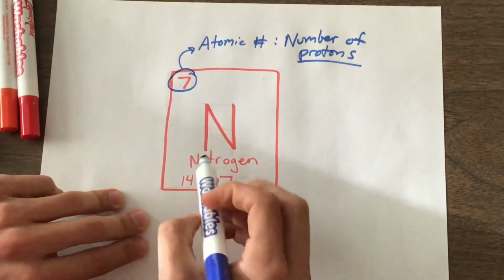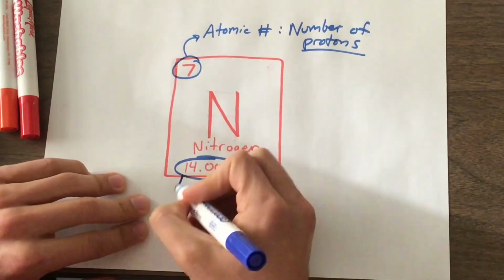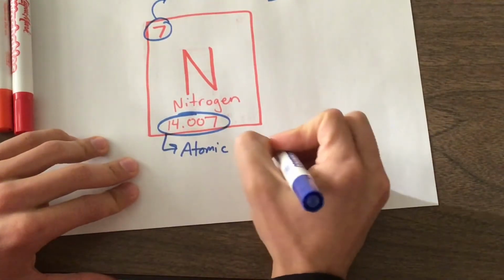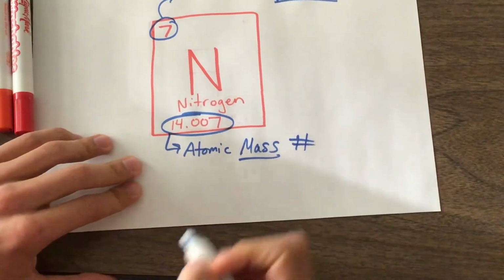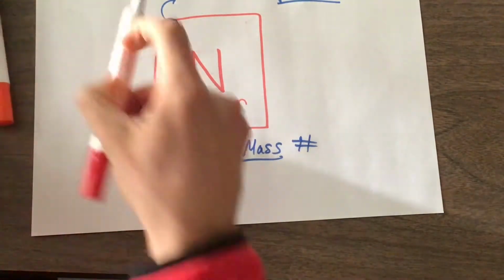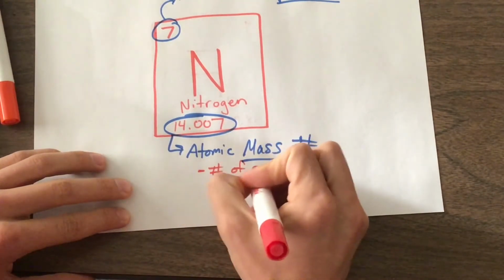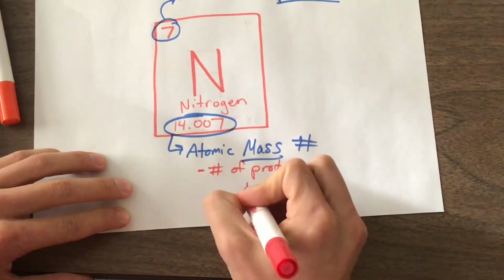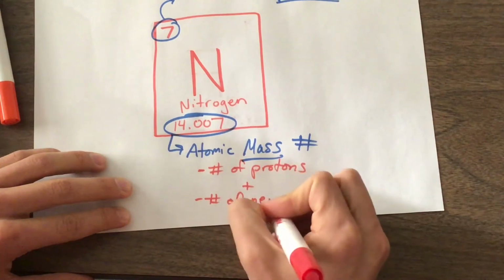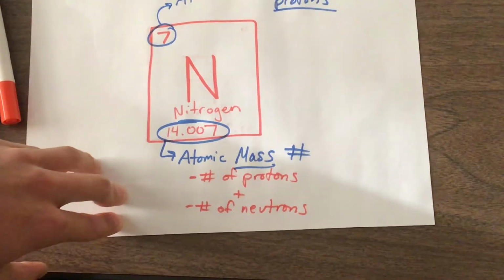So down here now, what's this number? It has kind of a similar name to it, but this is the atomic mass number. Now what is that? What's the atomic mass number? It's the number of protons plus the number of neutrons. Both of those added together give us the atomic mass.